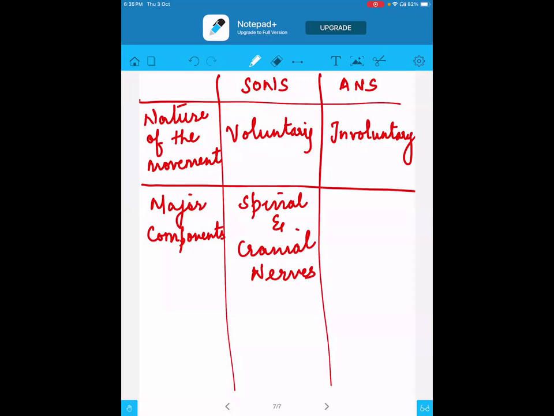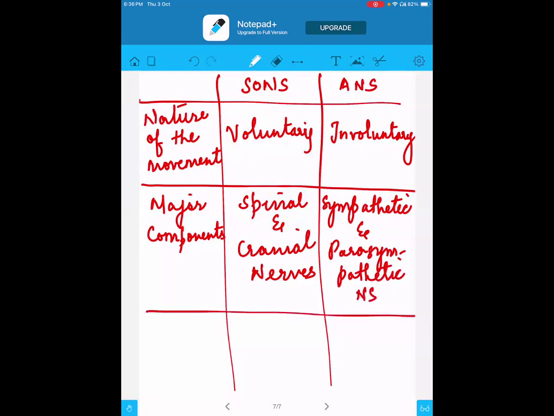Whereas the two types of the autonomic nervous system are the sympathetic and the parasympathetic nervous system. Then the next difference is function.